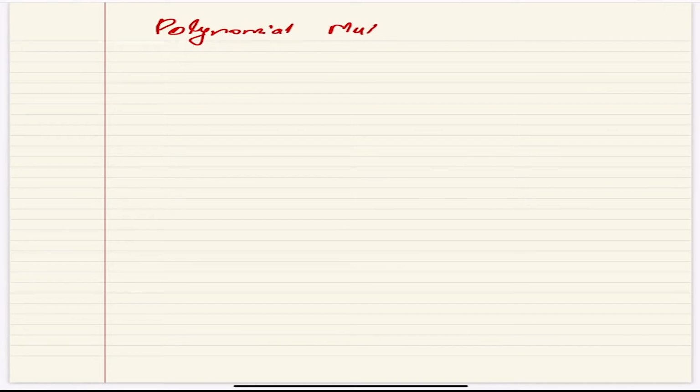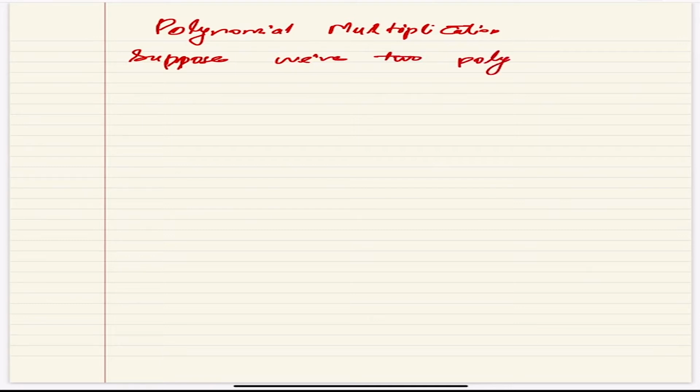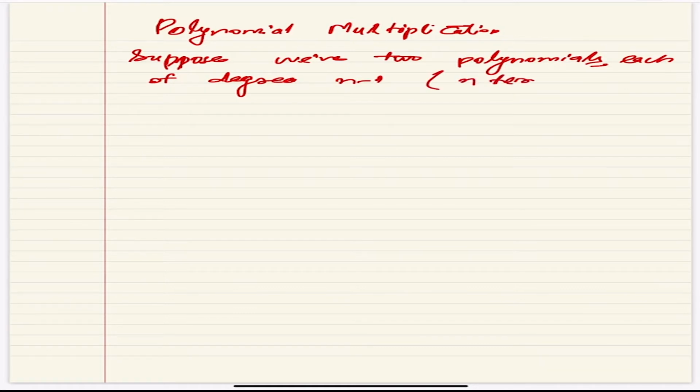So as the name says, what do we do? First of all, try to understand the problem specification fully. Like what is the input and what is the output that is expected. So here, suppose we have two polynomials, each of degree n minus 1. What do you mean by a polynomial of degree n minus 1? That will have n terms. So we have two such polynomials, let's say a and b.